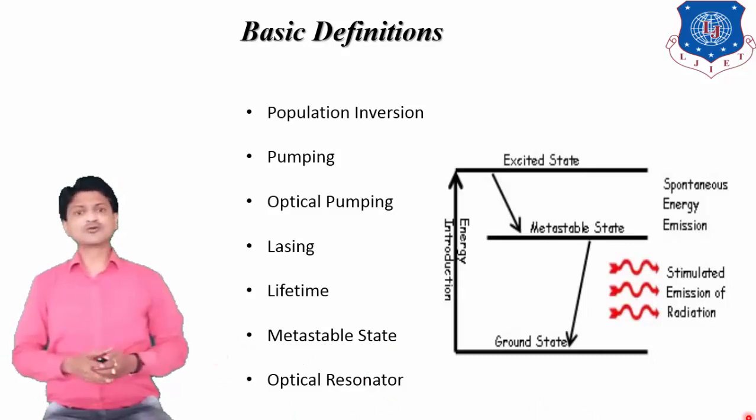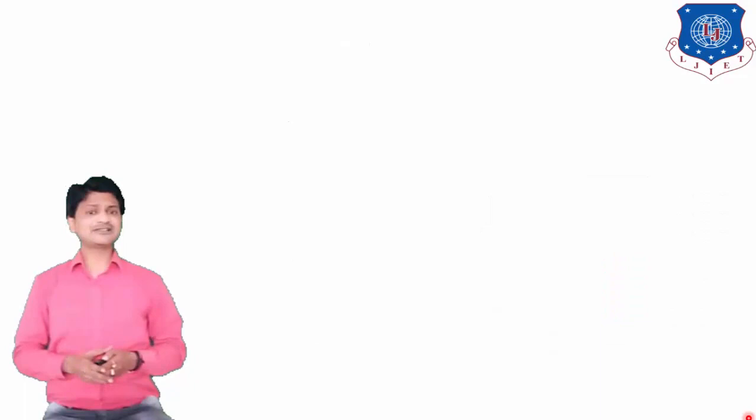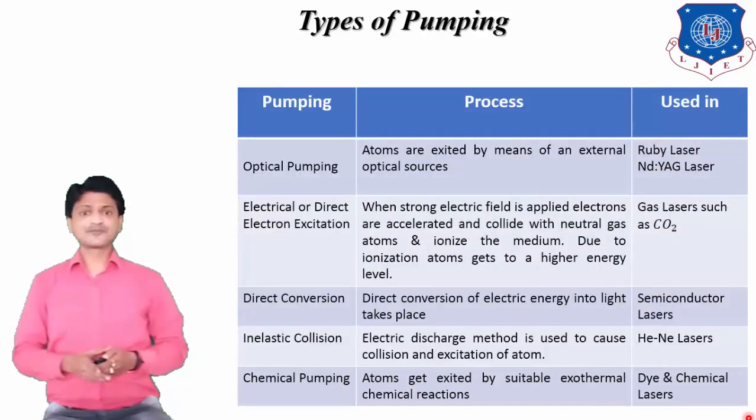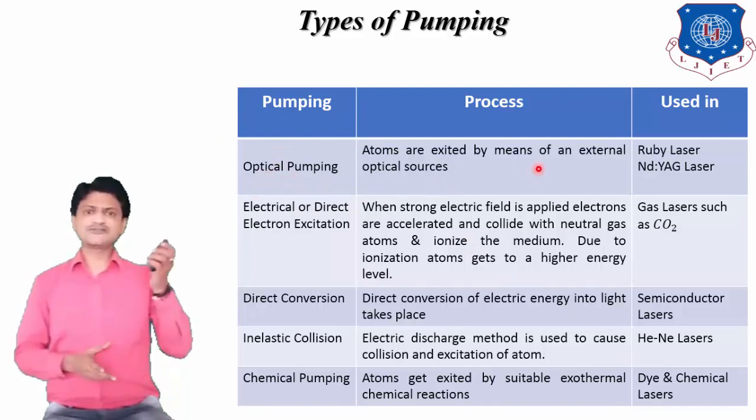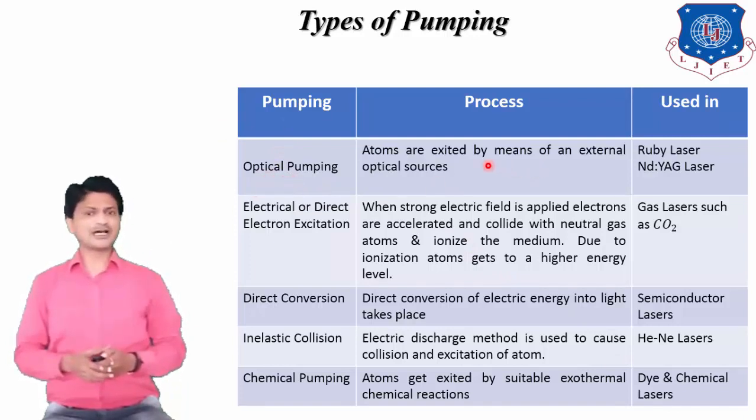Now let's move towards the different types of pumping and where they are used. We will start with the first pumping, that is optical pumping. As we have discussed, this optical pumping is achieved by external optical sources and it is used in lasers like ruby laser and Nd:YAG laser. So next is electrical pumping.